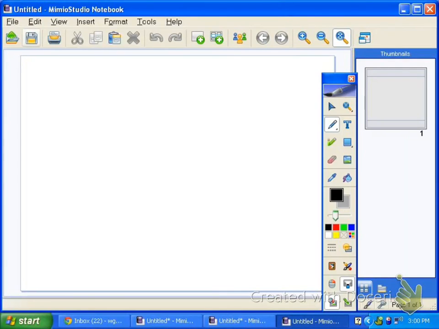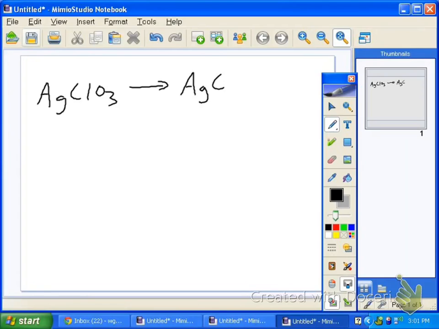Okay, what I need to do is simplify it for you. So this number 1, we have AgClO3. That's silver chlorate. It's decomposing into silver chloride, plus we will get oxygen gas. So this is one way to make oxygen gas. I could get some silver chloride in the back, put it in a test tube, heat it up. When I heat it up, it's going to make oxygen.